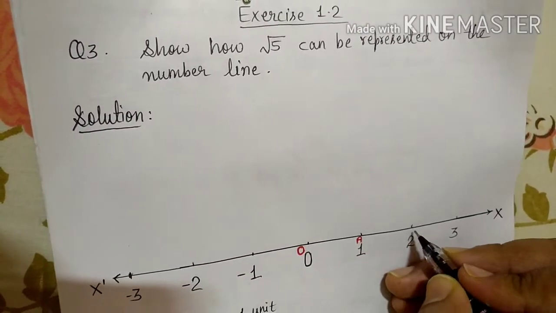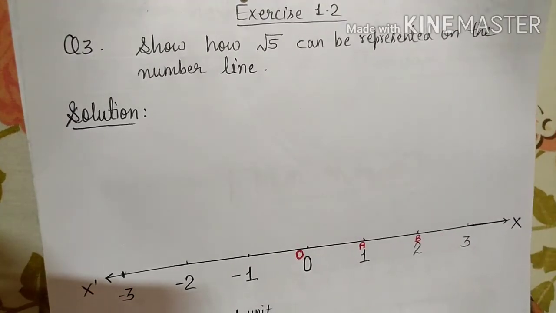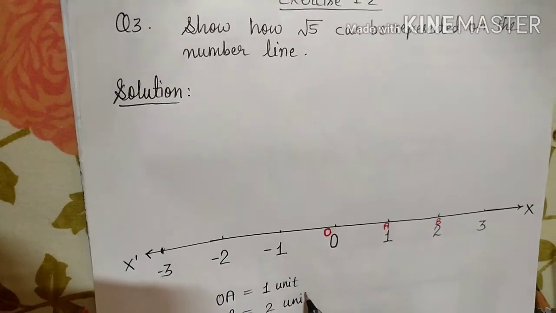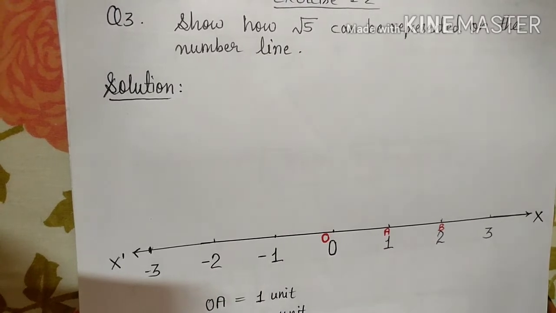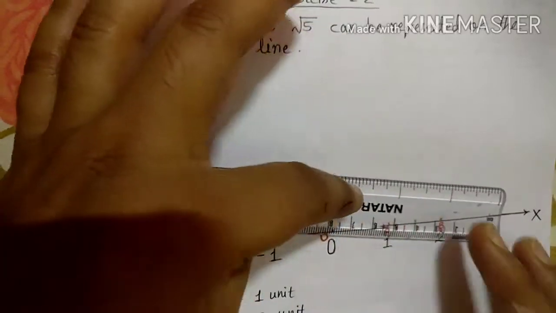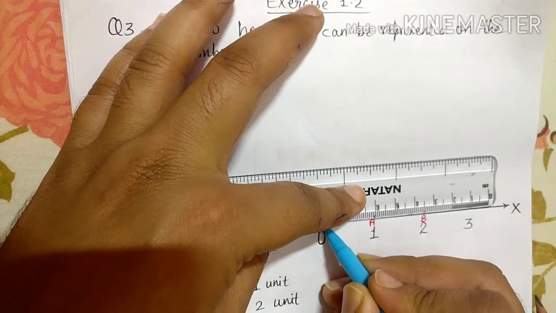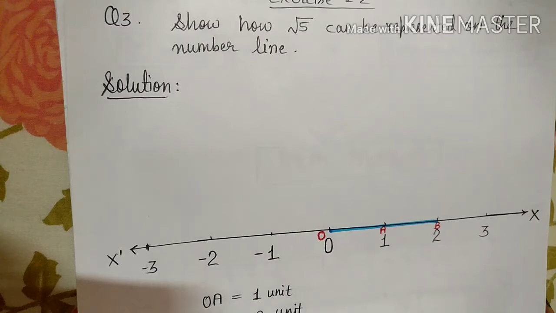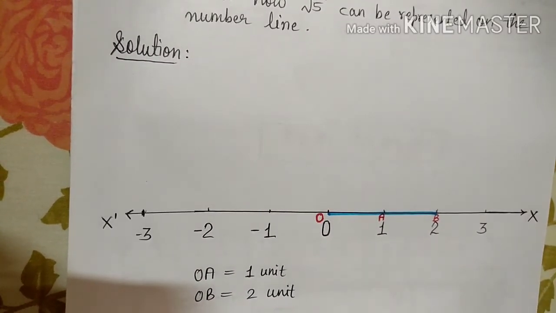OB, this one. So OB equals 2 units. So we need OB. What I am doing here is using a sketch, and making this one. Just pay attention. From O to B I have taken OB as 2 units.